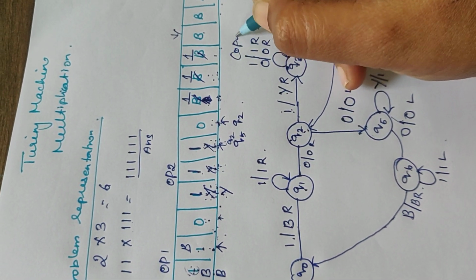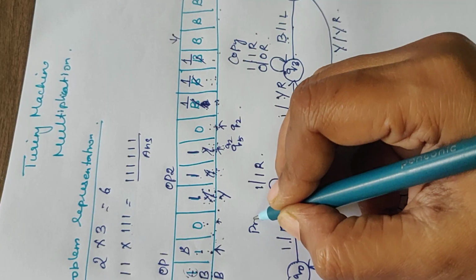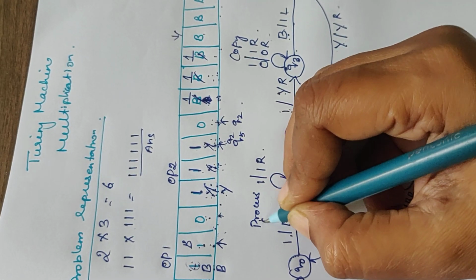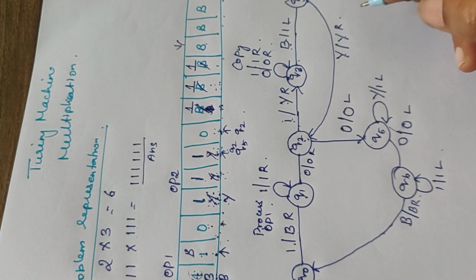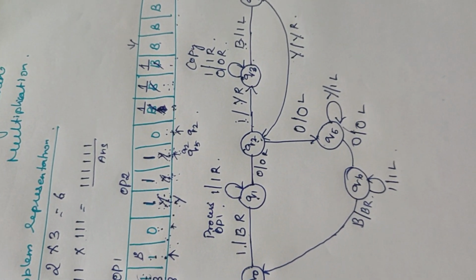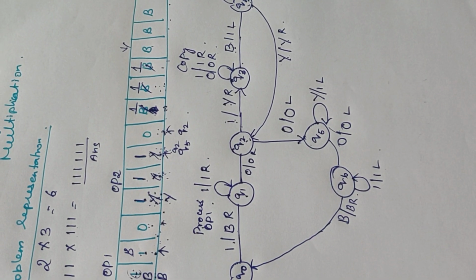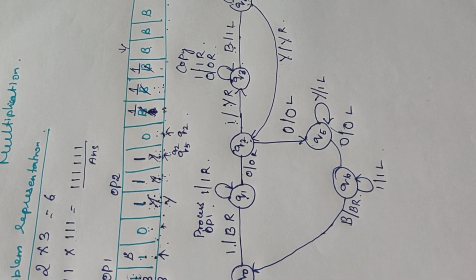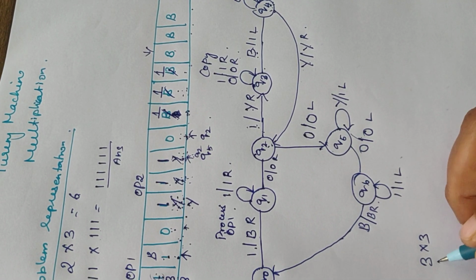So this is the subroutine for copy, and this is the processing of operand 1, and this is the subroutine for copy. So in the exam, if your question is to use multiplication with a subroutine, you can use this. You can process something like 3 by 3 or 1 by 3 and check.